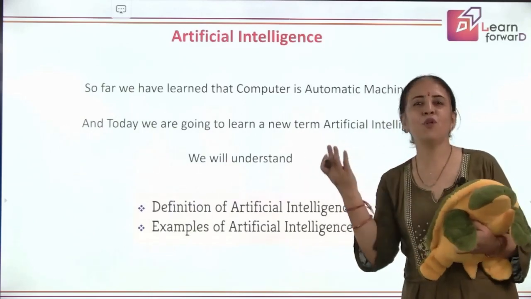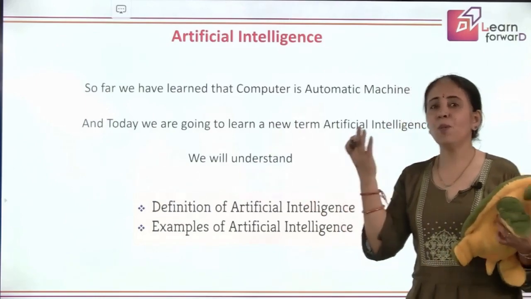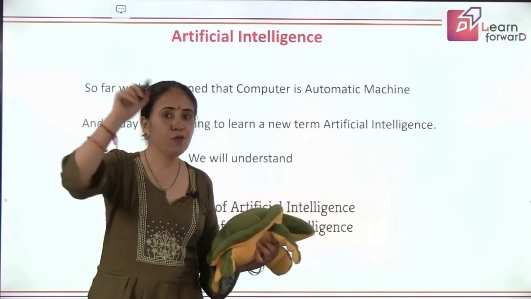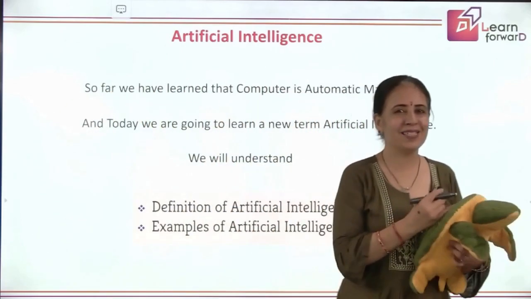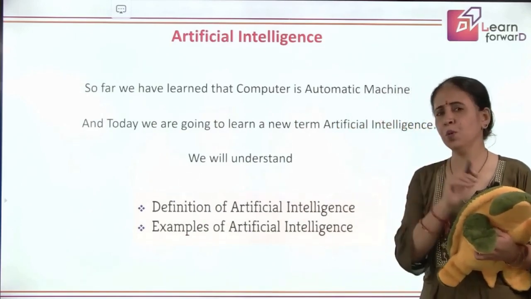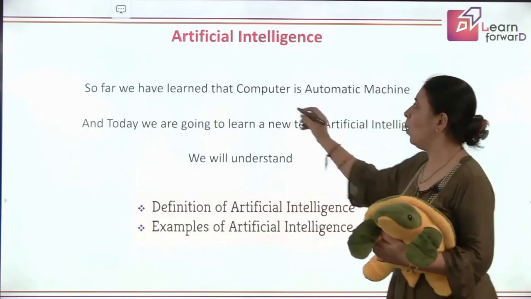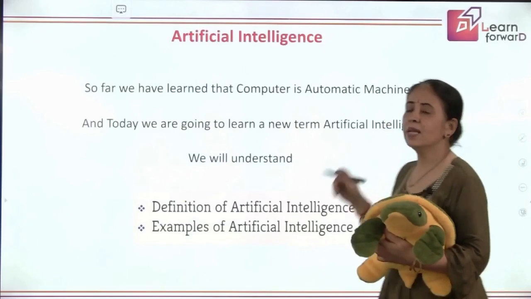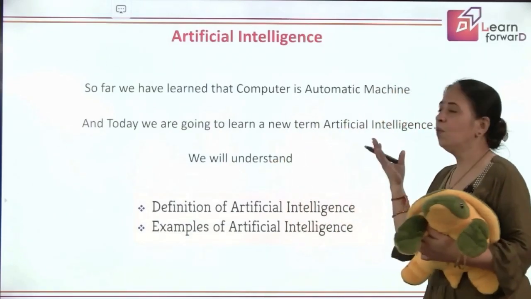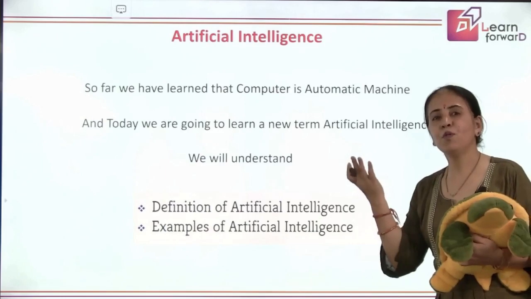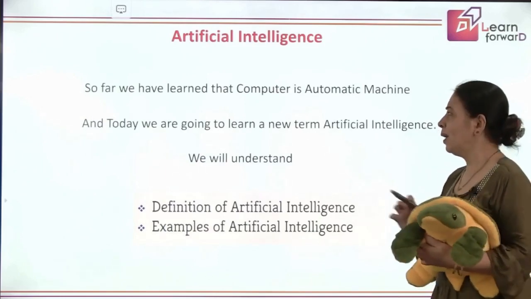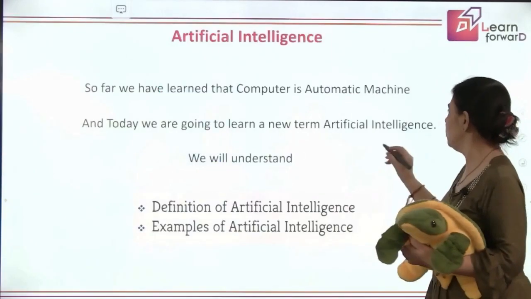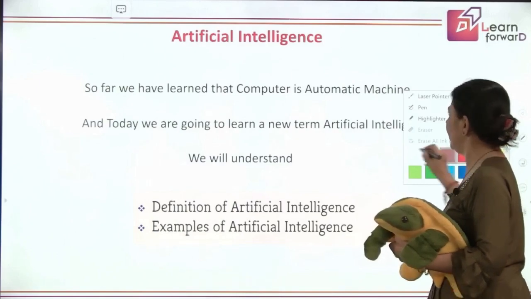It could be in the form of documents, it could be in the form of music, it could be in the form of videos, and it can be in the form of different drawings. Yes. Now, how does computer work for you? So, by now, you have already learned that computer is the electronic device. It is an automatic machine which works for you with the help of electricity. Right, children? And today we are going to learn a new term. What is that new term? The new term is artificial intelligence.